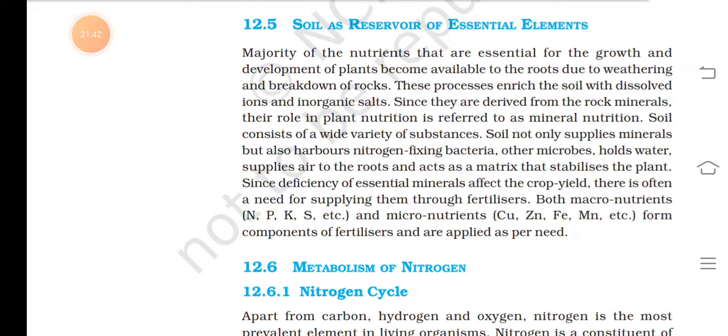Soil not only supplies minerals but also harbors nitrogen fixing bacteria and other microbes, holds water, supplies air to the roots, and acts as a matrix that establishes the plant. Since deficiency of essential minerals affects the crop yield, there is often a need for supplying them through fertilizer. Both macronutrients, N P K, S etc., and micronutrients, Cu, Zn and Fe, Mn, etc., form components of fertilizer and are applied as per need.